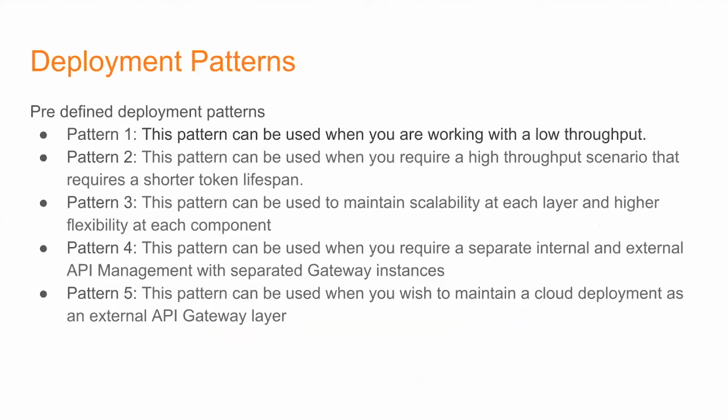Based on these deployment types, there are five predefined recommended deployment patterns to cater to different requirements. As you can see, pattern one can be used when you are working with low throughput, whereas pattern two can be used when you have higher throughput with lower token lifespan. Similarly, you can use pattern three for higher maintainability at each layer with high flexibility in each component. And if you have to handle external traffic and internal traffic in different gateways, then you can use our pattern 4 and pattern 5 deployment patterns.